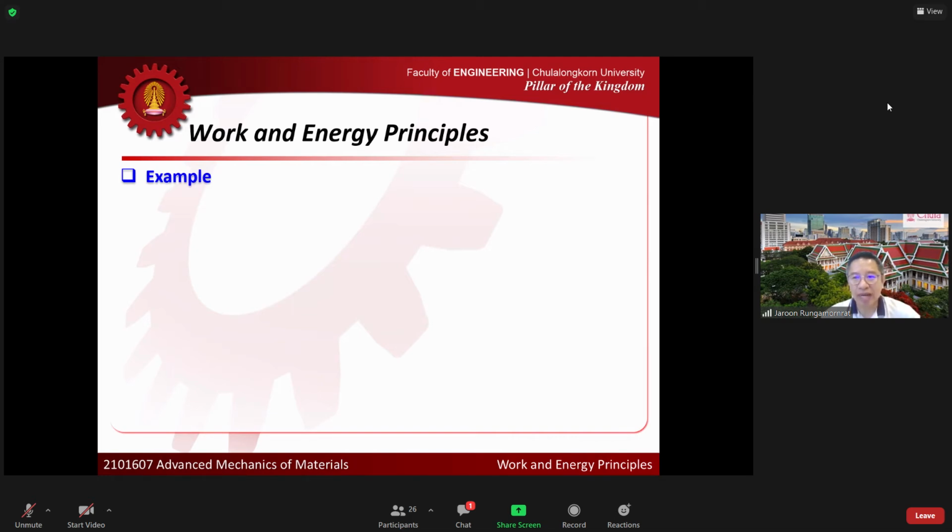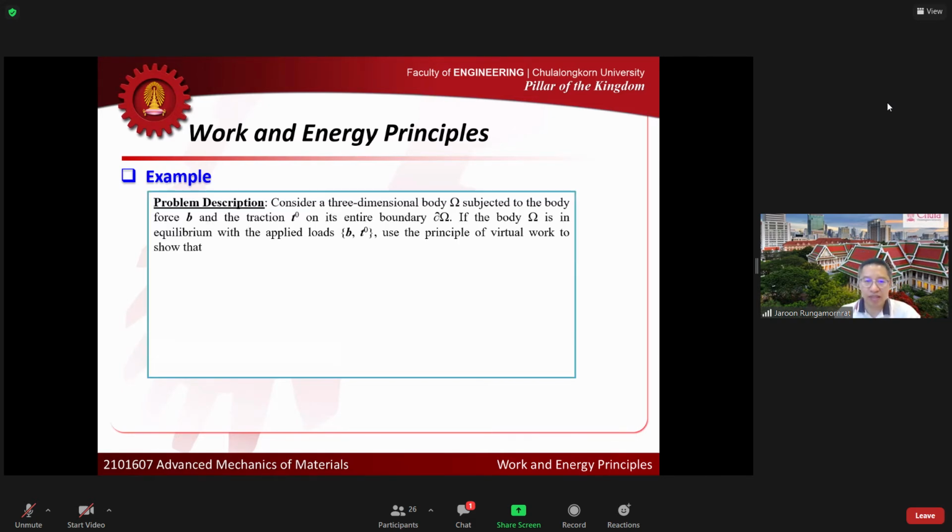This is a homework assignment from several years ago that I asked the students to solve: try to prove the principle of virtual work. If you have time, you can study this because it will be useful for solving the problems in assignment 2 as well. Here I just look at the body.